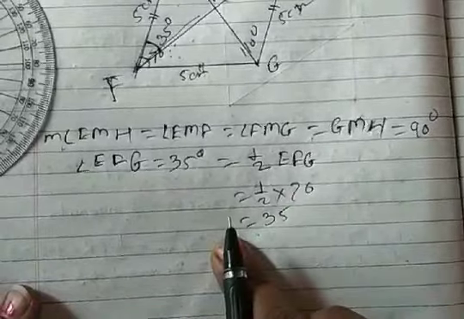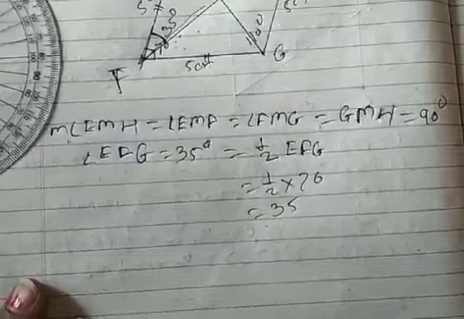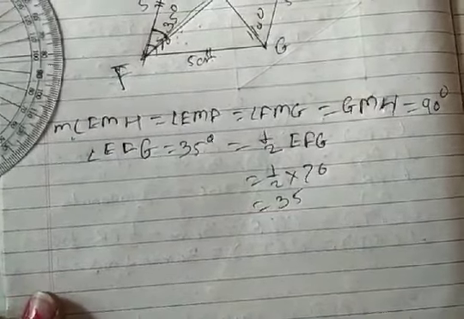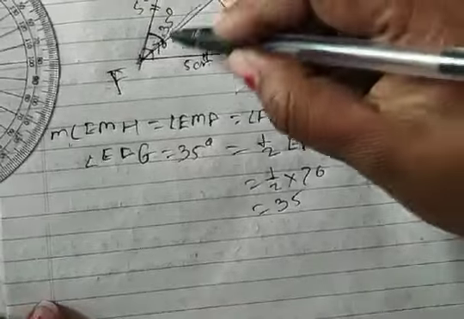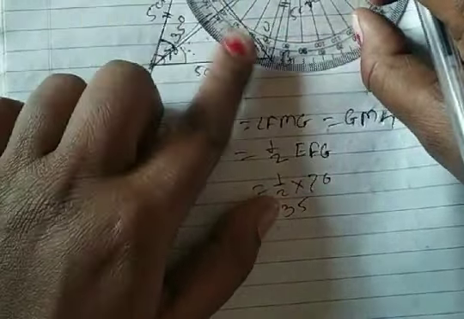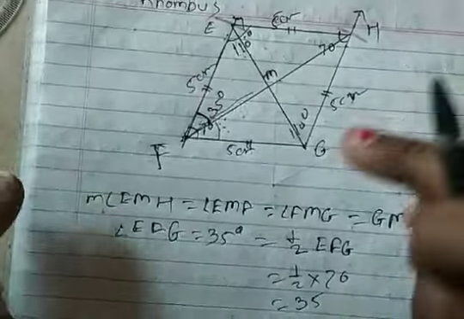From this which property are we understanding? The diagonals of a parallelogram bisect the angles. They bisect the opposite angles, meaning this angle is 35, this measure is also 35. If you measure this angle, its measure is also 35 degrees. And then the diagonals bisect each other.